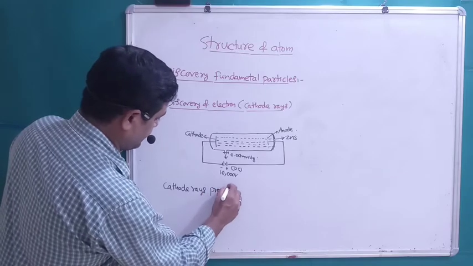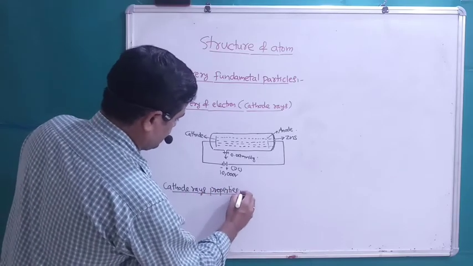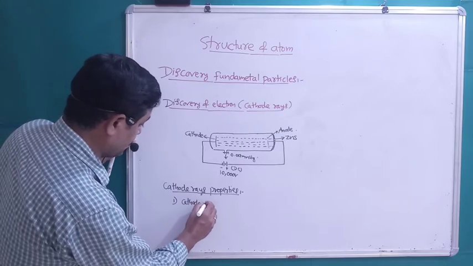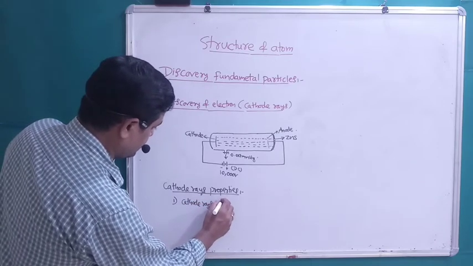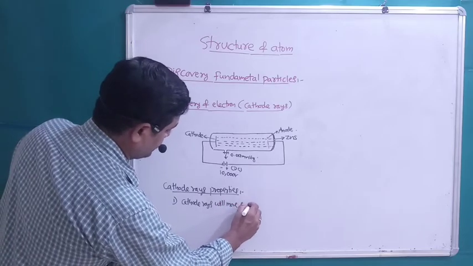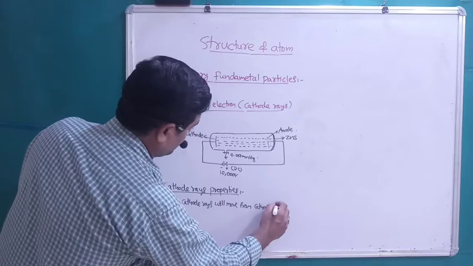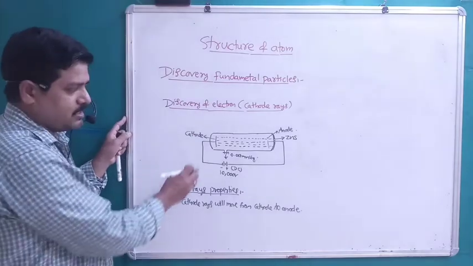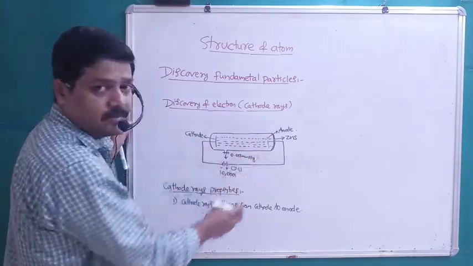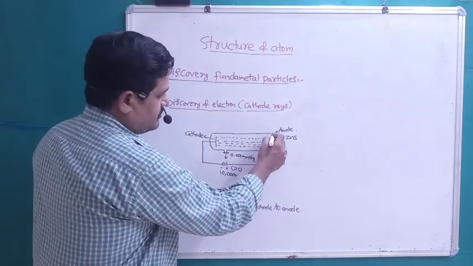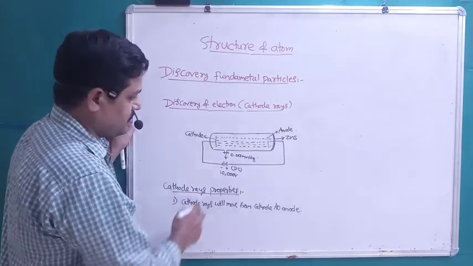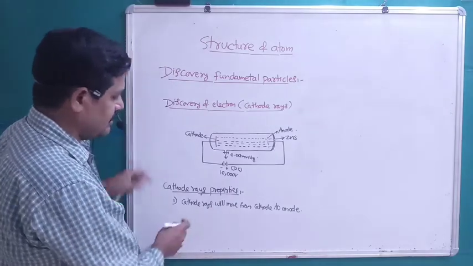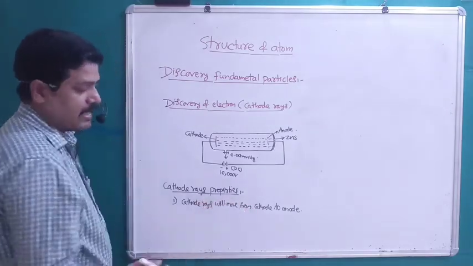So then let us discuss the properties of cathode rays. Cathode rays will move from cathode to anode. That is the first property. These invisible rays can be observed by making some zinc sulfide fluorescent coating. When the cathode ray strikes this zinc sulfide screen, they will make scintillations, right? So cathode rays will move from cathode to anode.